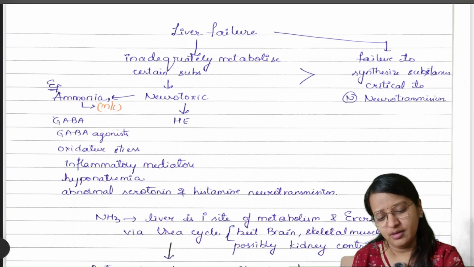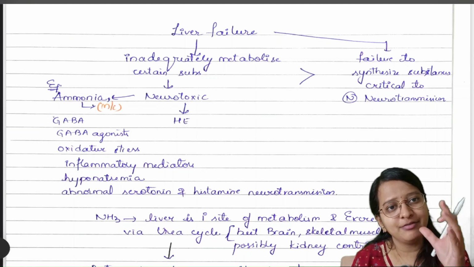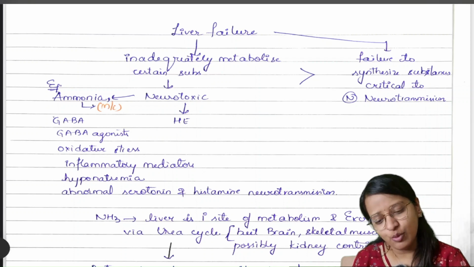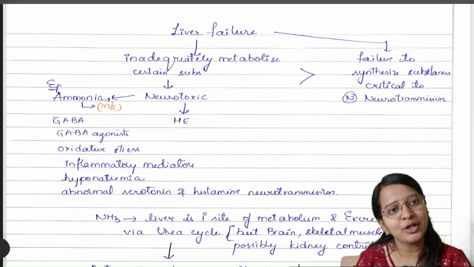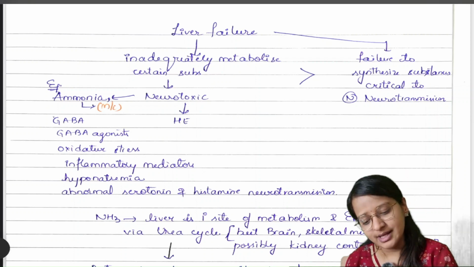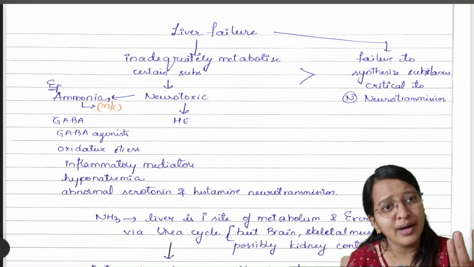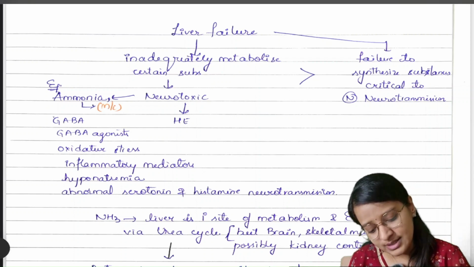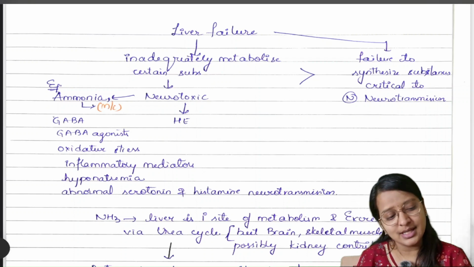So, how is this liver failure affecting your CNS? Let us see. Liver failure, what happens? There will be inadequate metabolism of substances, right? For example, your ammonia, GABA agonists, there will be inadequate metabolism of these substances, and in addition to that, there will be oxidative stress, inflammatory mediators, etc.